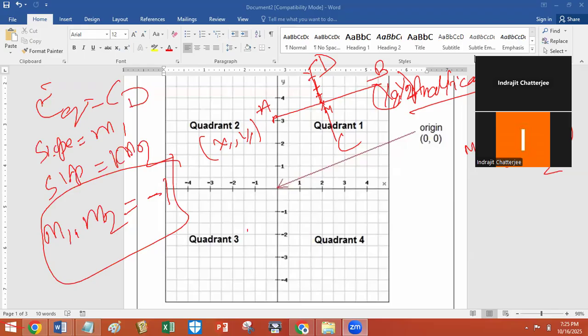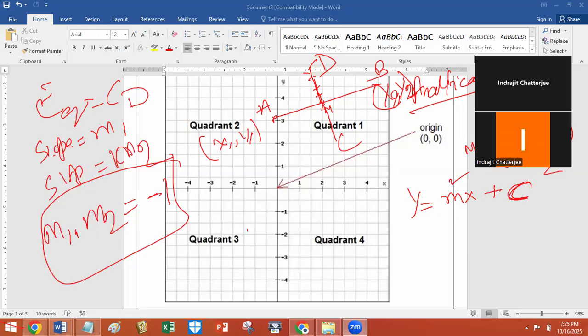So we're going to find the equation for line CD. The standard form of the equation is y equals mx plus c, where m is the slope and c is the y-intercept, right? If we can find m and c, then we are in business. We have found the equation.